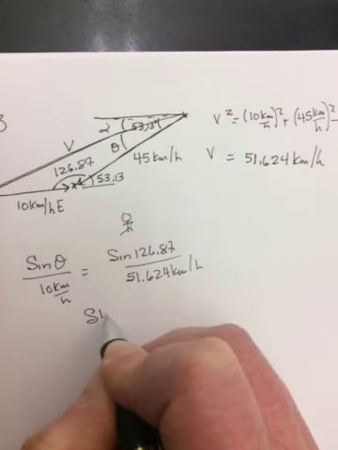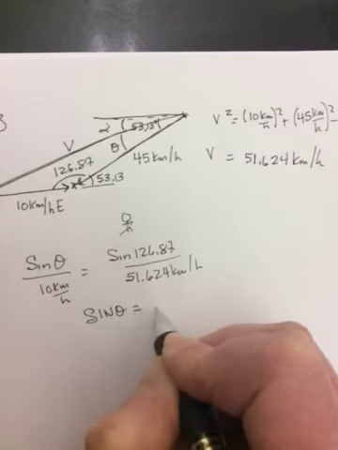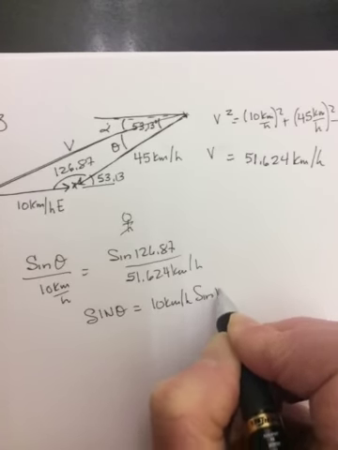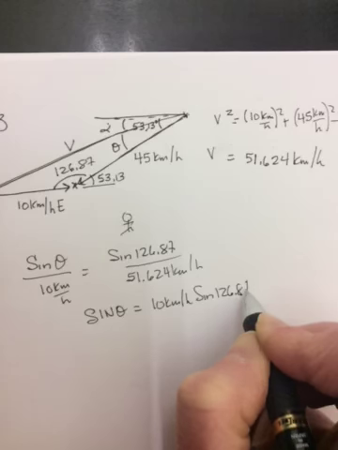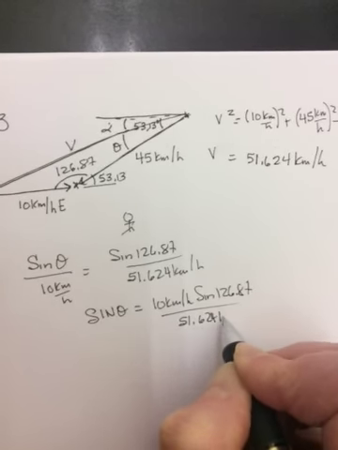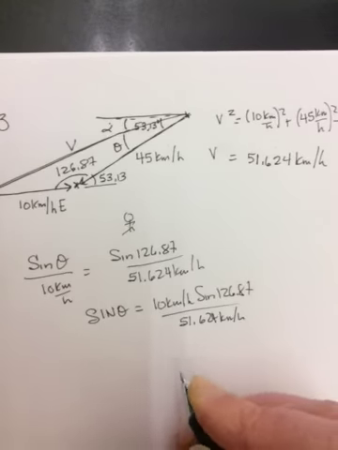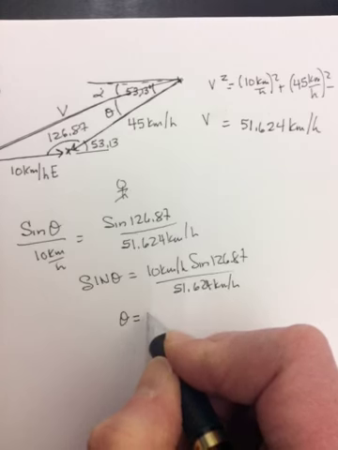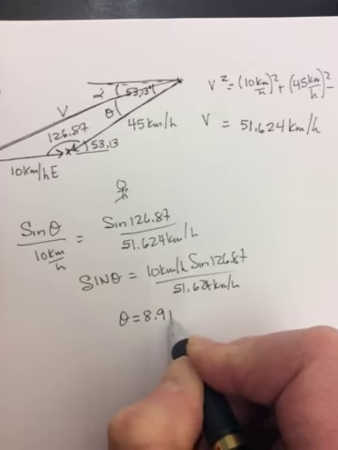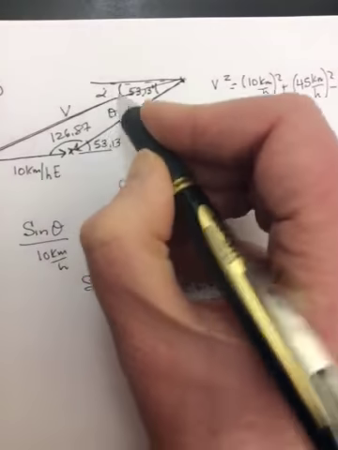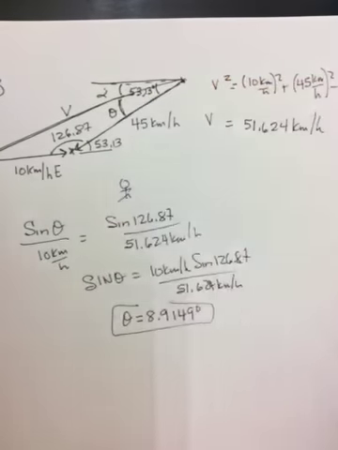Okay, so then, sine theta will equal 10 kilometers per hour times sine of 126.87 divided by 51.624 kilometers per hour. And when you do this, you get a theta here of 8.9149 degrees. So this is the angle inside the triangle.